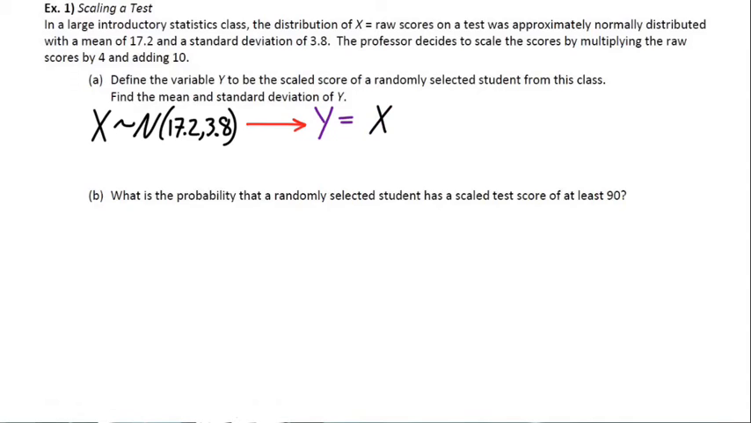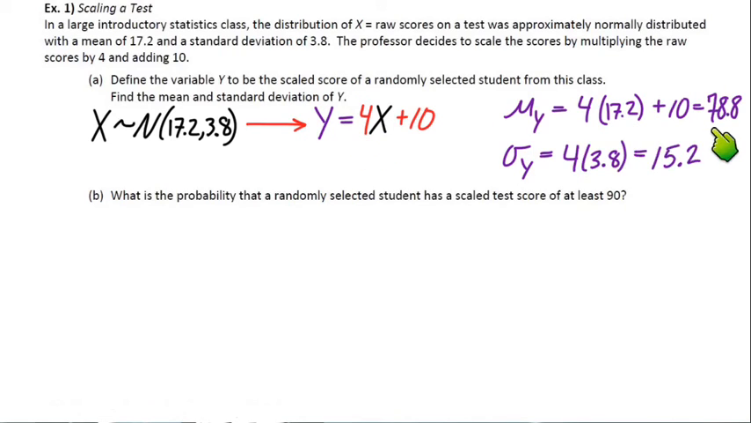So y actually transforms this random variable x. Apparently he multiplies their scores by 4 and then adds 10 to them. So here's our new random variable y. Now we know the shape will be the same. So if x was normal, the shape for y will also be normal. But what about the mean and the standard deviation for y? Well, as far as the mean goes, we just take the old mean for x, multiply it by 4, and then add 10 to it, which gives us 78.8.